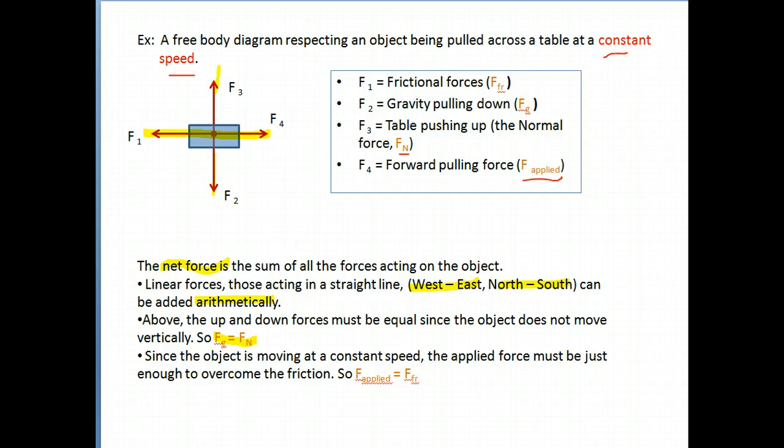Now, since the object is being pulled forward, it's overcoming friction. So the force applied must be just a little bit greater than the force of friction.